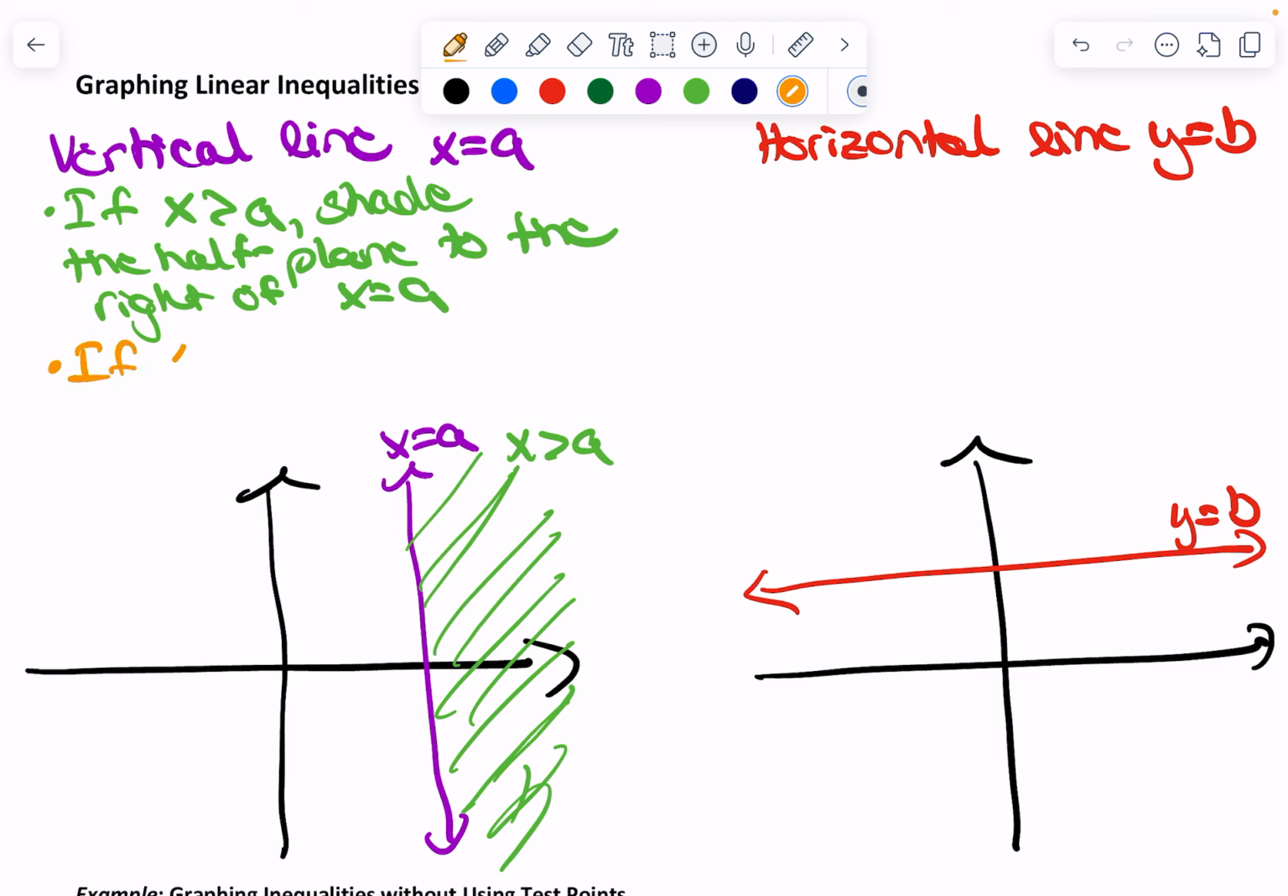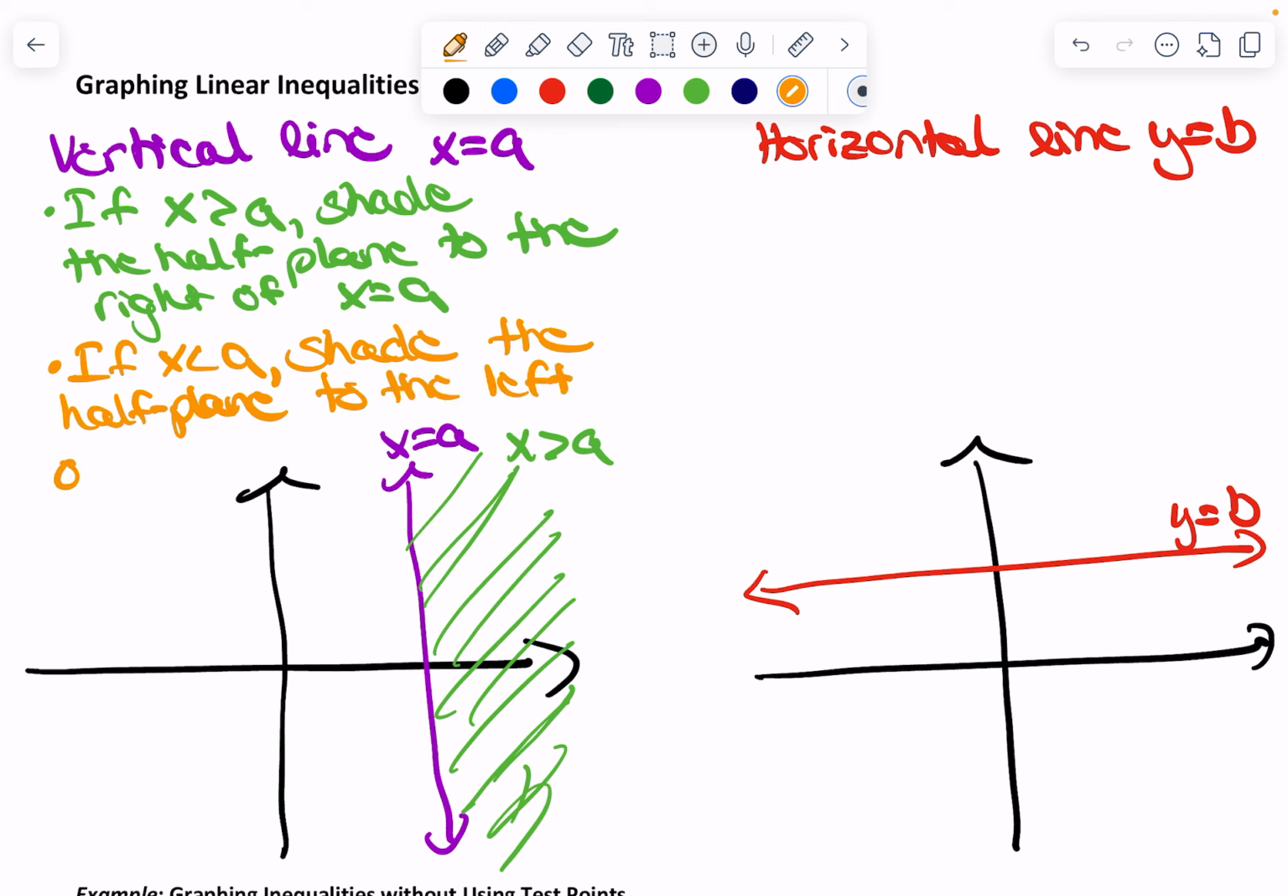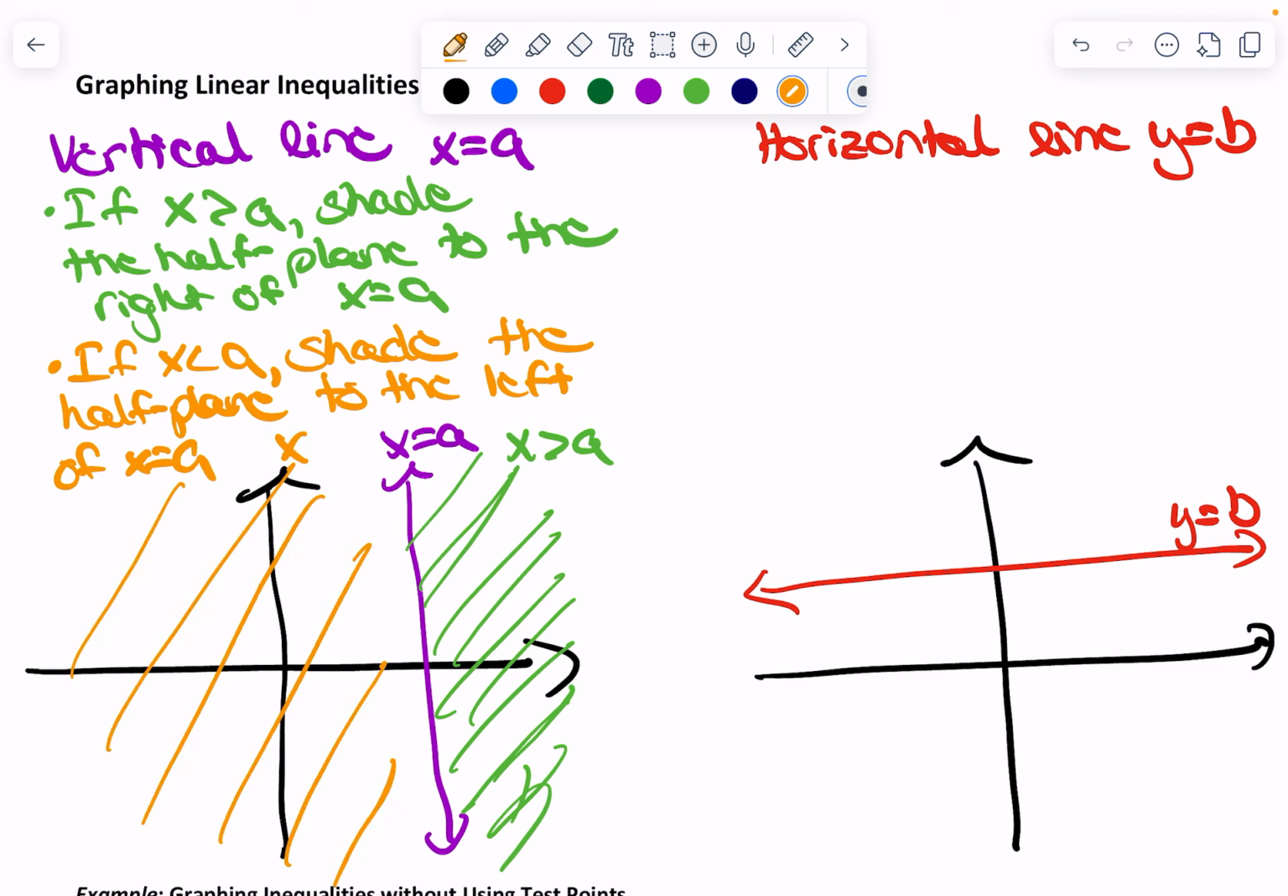If x is less than a, shade the half plane to the left of x equals a. So this side right here would be x is less than a.